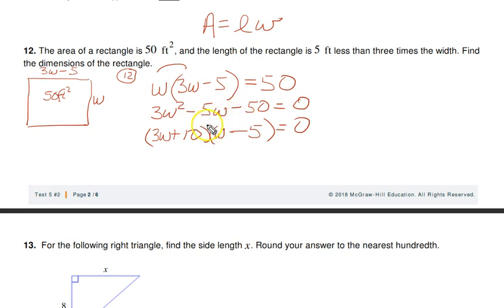Yes, that works. Now I equate each of these to 0, and this is going to become w equals negative 10 over 3 that I'm going to reject because I can't have a length that's negative. And here the width is 5. Just transpose that. So here if my width is 5, and 15 minus 5 is 10, and 10 times 5 is 50, that checks out. Okay.